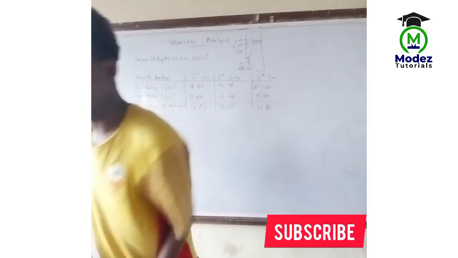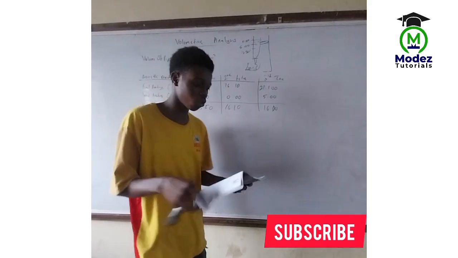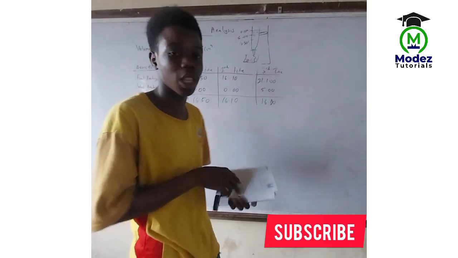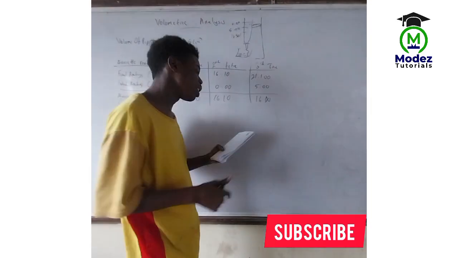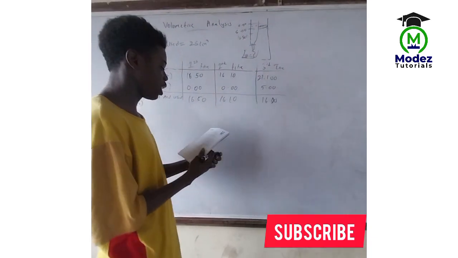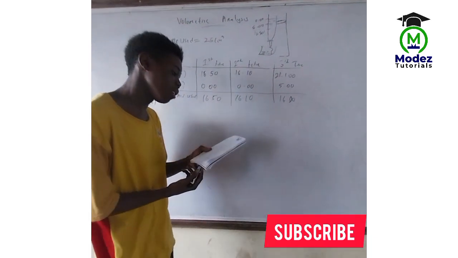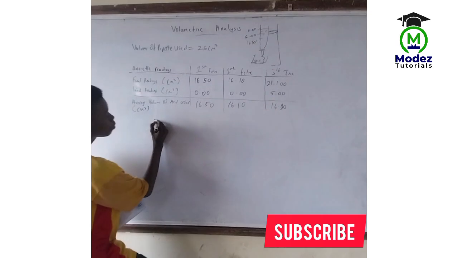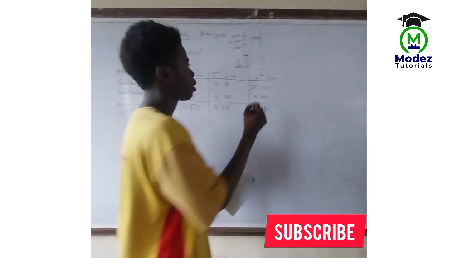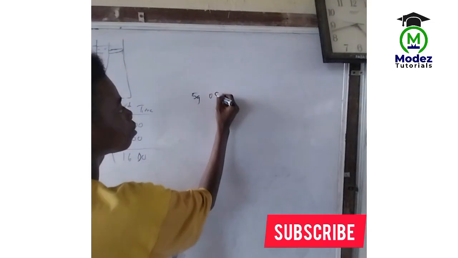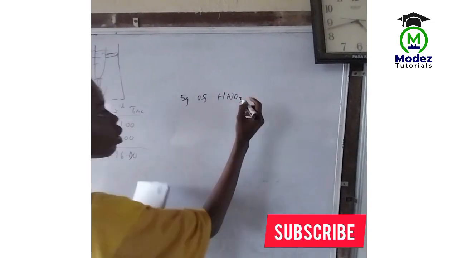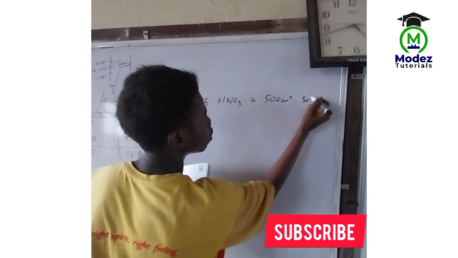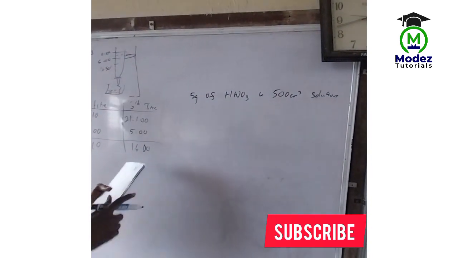So I'm going to read the questions to you. The question is going to be by the side of this video. So I'm going to put it at the side of the video so you can see. Let's say A is a solution of 5 grams of HNO3, that's trioxonitrate(V) acid, in 500 cm³ of solution. So we have 5 grams of HNO3 in 500 cm³ solution.